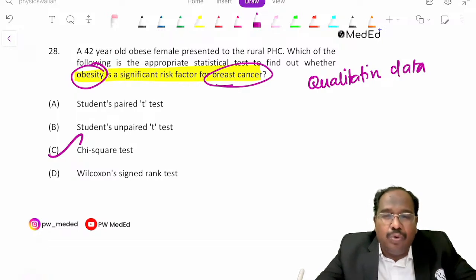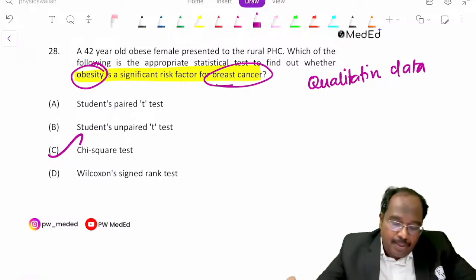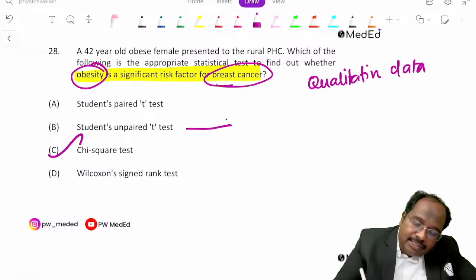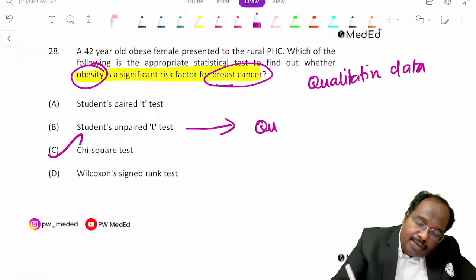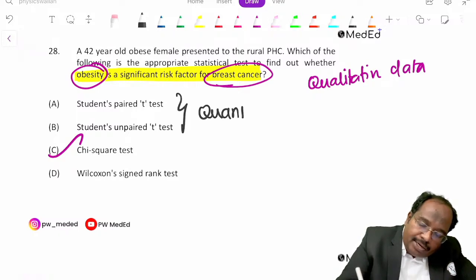Suppose I have two groups: obese people and non-obese people, and I am checking for breast cancer. So two groups I am looking at, and then the best possible answer here is the chi-square test. Now what is the student t-test? This is used for quantitative data, and both t-tests are used for quantitative data.